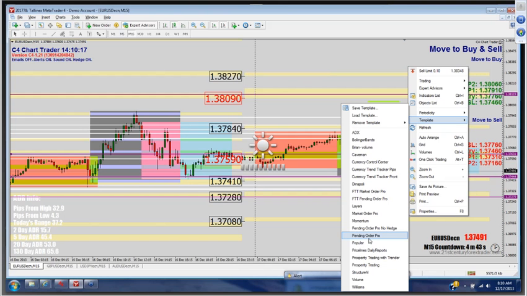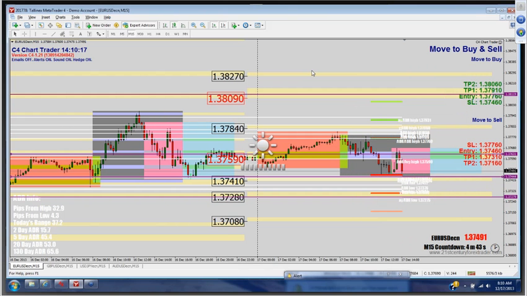You could also use just Pending Order Pro if you don't want the thermal grids or the session indicators on there. So let's go ahead and place some trades.